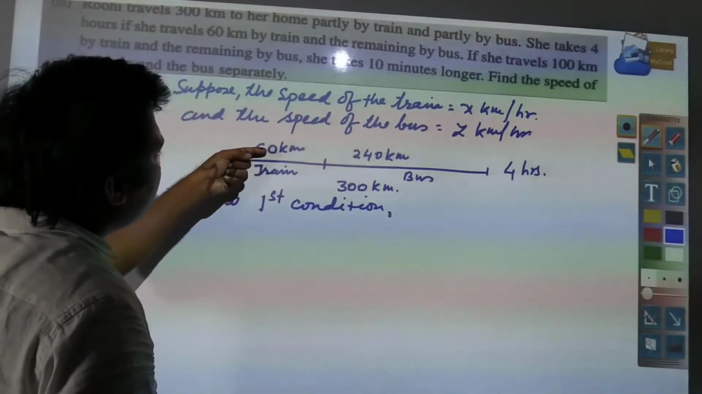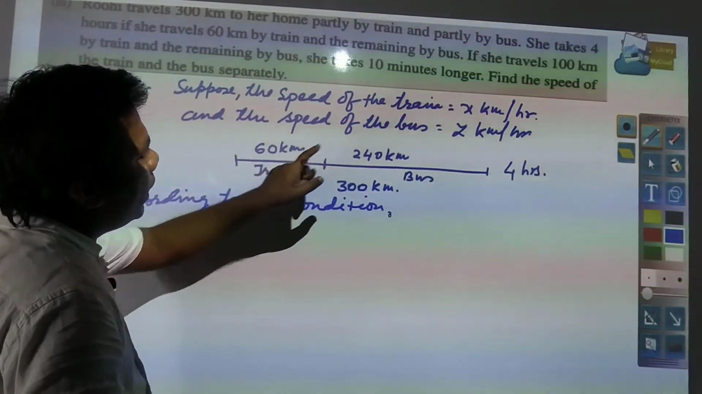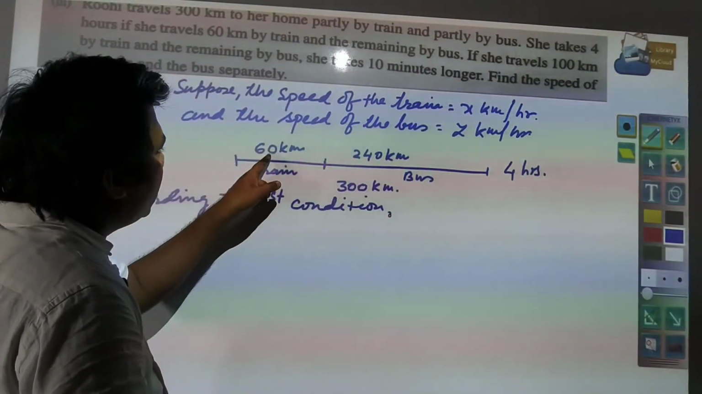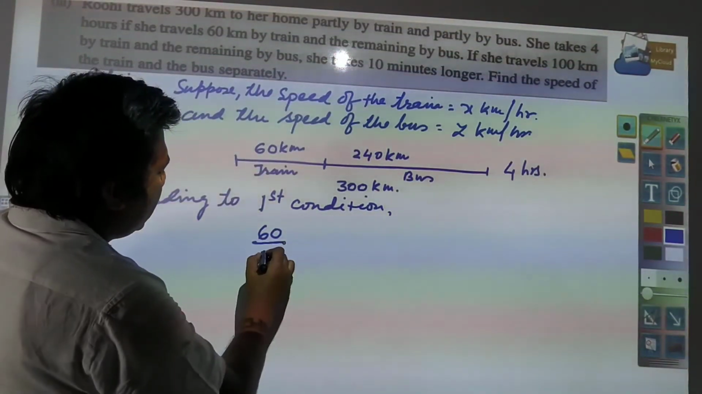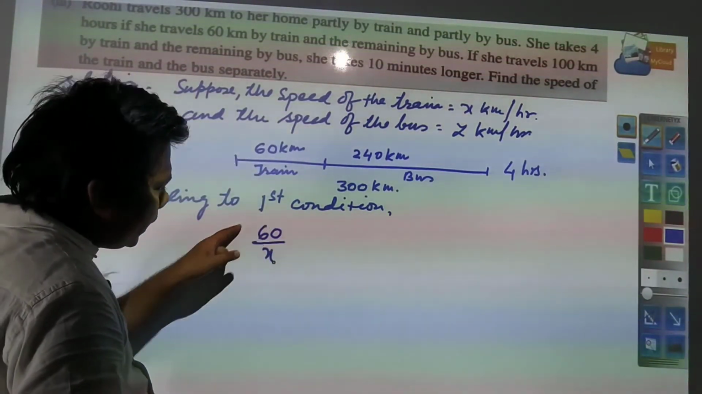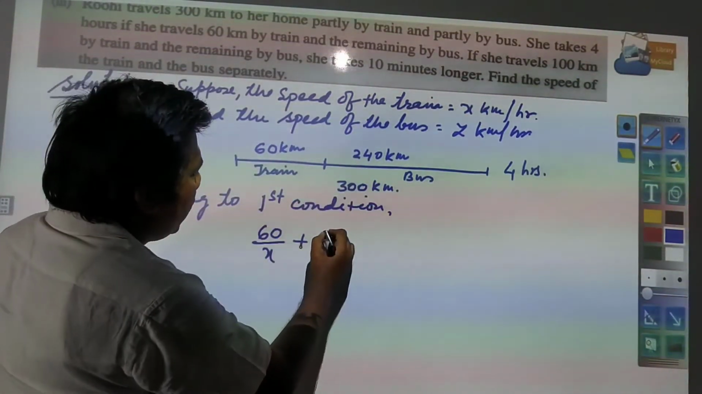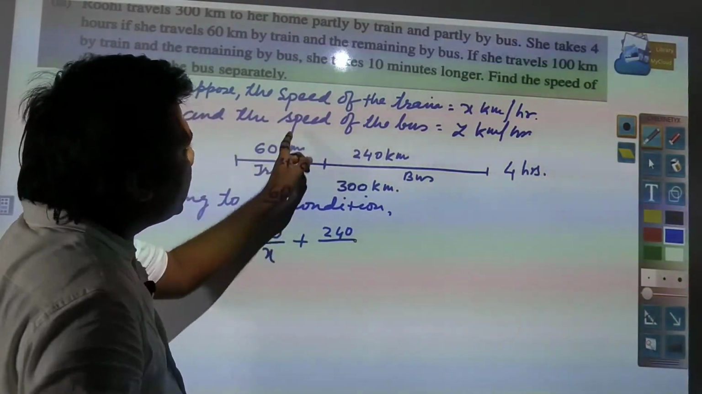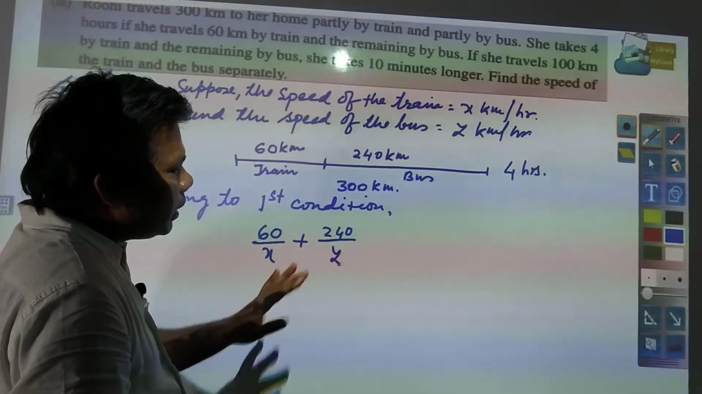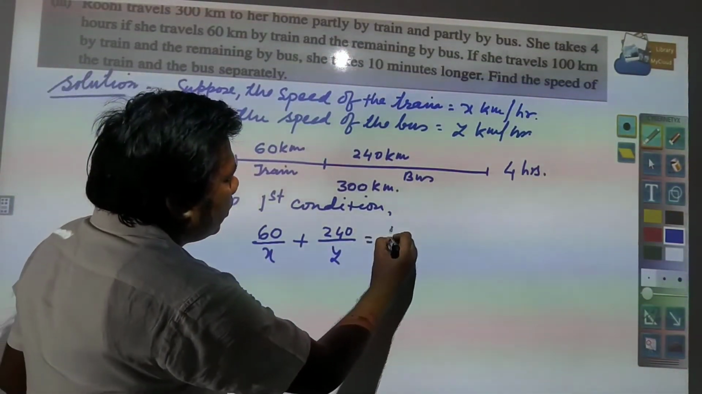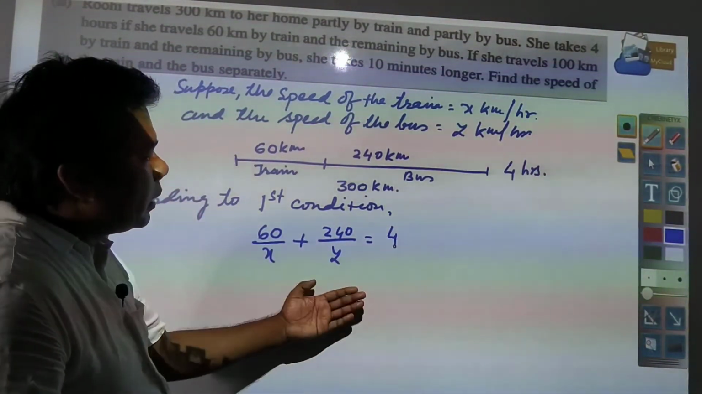Here you see distance by speed. So speed of train is what? x kilometer per hour, and distance is what? 60. Distance by speed, that is 60 by x, that is time. This much time she is taking in train, and distance 240 by speed of bus y kilometer per hour. So sometimes she is taking by bus, together she is taking how much? 4 hours. So this is required to be simplified, and you will get the first equation.